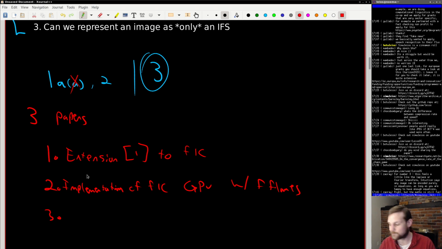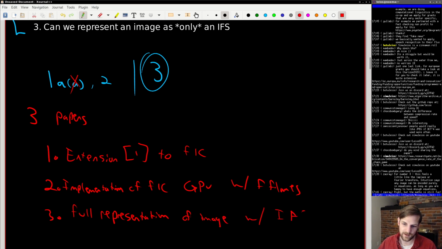And then finally number 3, which is an ambiguous one, which quite frankly would be the holy grail, but I'm sure we're not going to get there, is full representation of image with iterated function systems. Again, if we could get there, our career is set, totally fine, never going to have questions again. I could just apply as a professor somewhere. No way we're going to get there, right? Ideally, if we could just do 1 or 2, that's where I'm at right now.